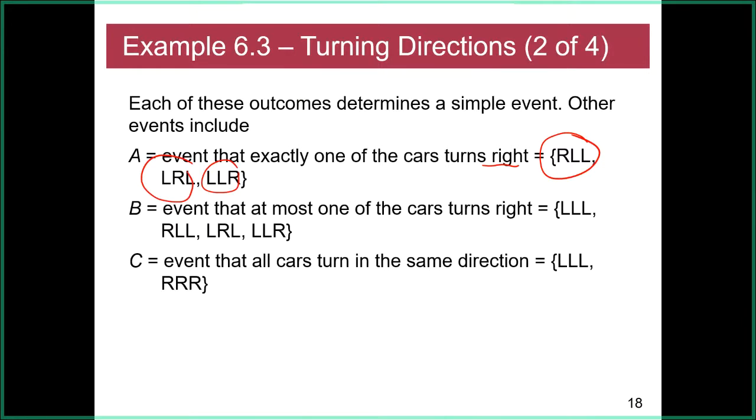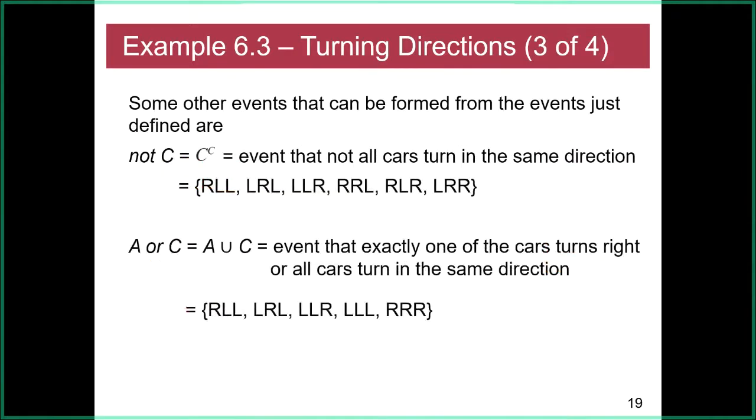B is the event that at most 1 of the cars turns right. So that would be the same as event A plus the possibility that all 3 of them turn left. So at most 1, so 1 or 0. And C, the event that all cars turn in the same direction. So that'd be either all 3 left or all 3 right. Now, these are not the only compound events. It's just a few examples that we listed out there. We could literally come up with hundreds of different compound events by combining those differently.